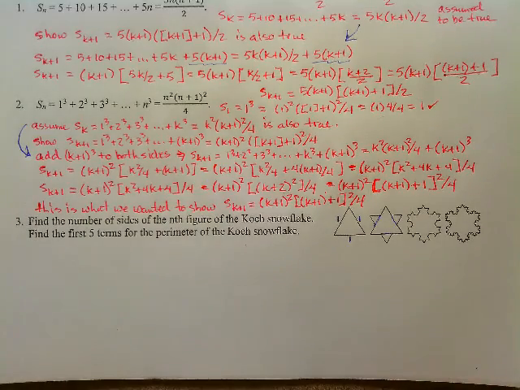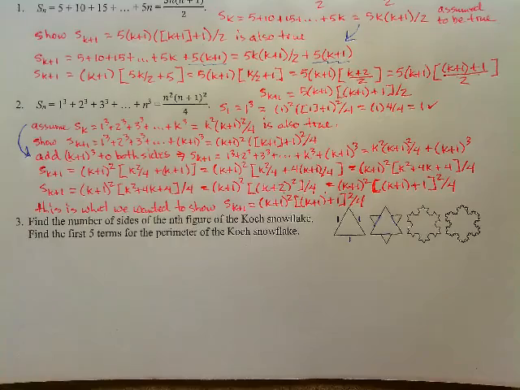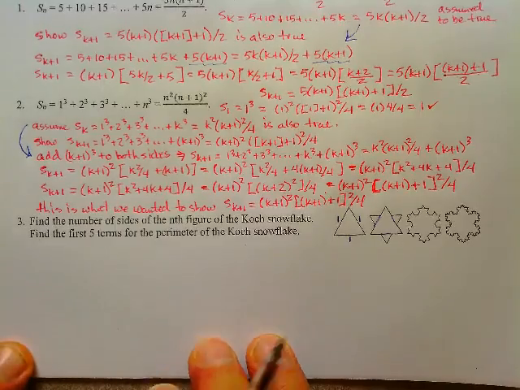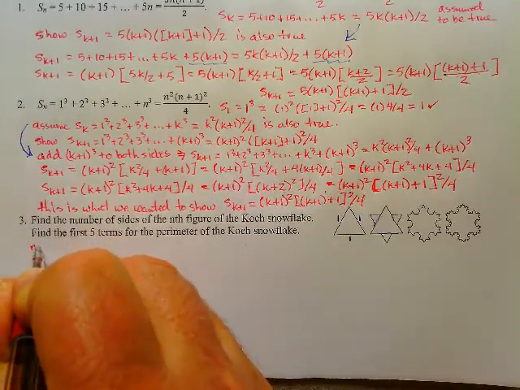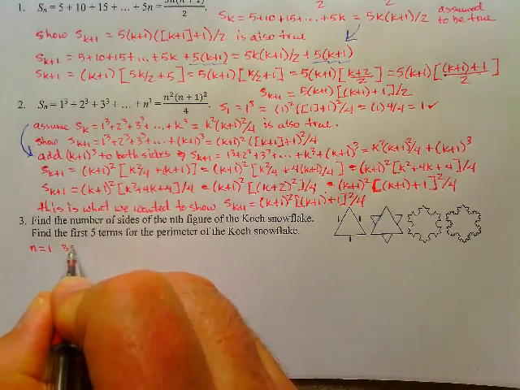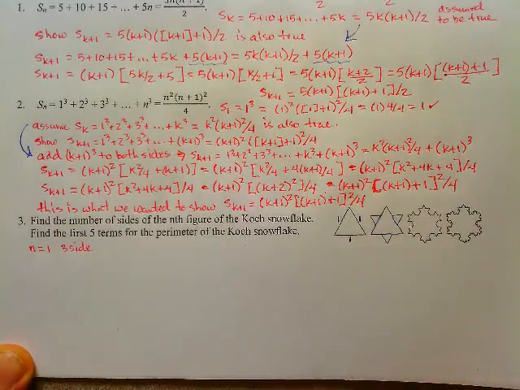And this is basically what fractals are. It says find the number of sides of the nth figure of the snowflake, and then find the first 5 terms for the perimeter of the Koch Snowflake. So let's take a look. First off, when n was 1, we had 3 sides, and of course each one has a length of 1.